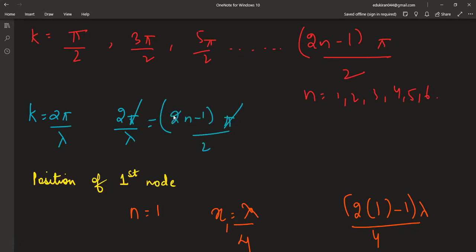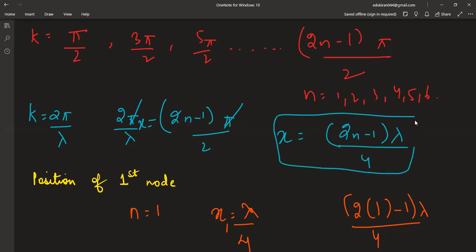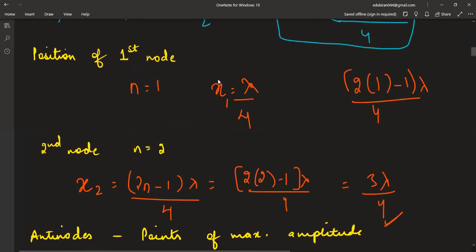So pi will be cancelled. From here, x will also come, this is equal to kx. So from here, x will be equal to 2n minus 1 lambda by 4. Now, this is the formula of x. If you start putting the value, n is equal to 1, so x1 will be equal to lambda by 4. How?